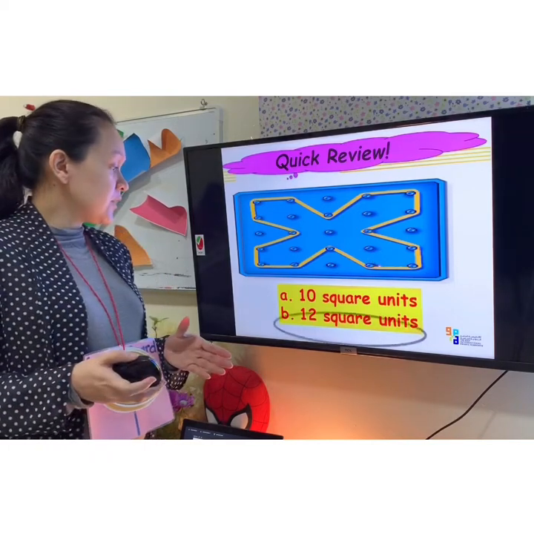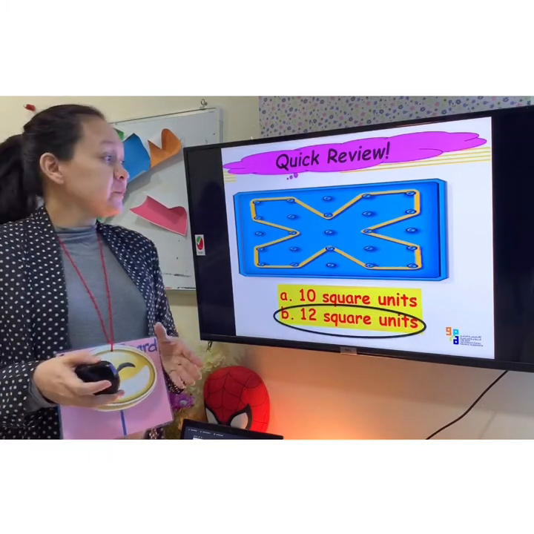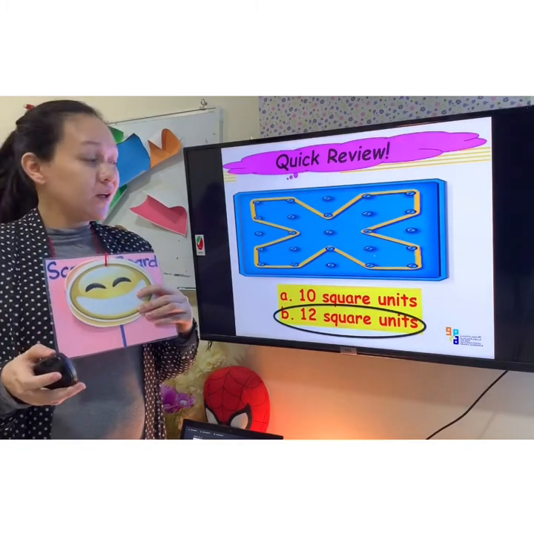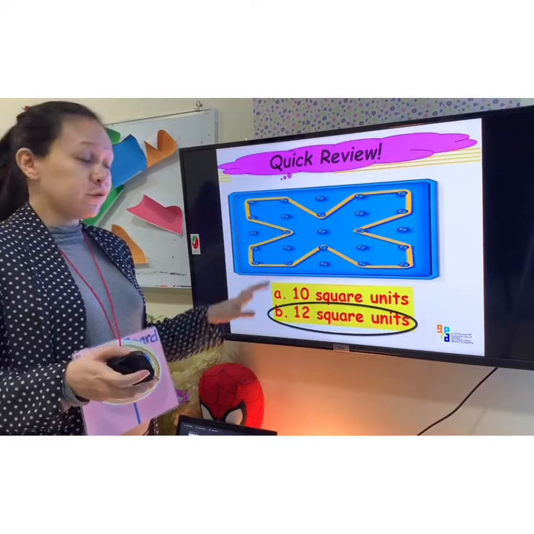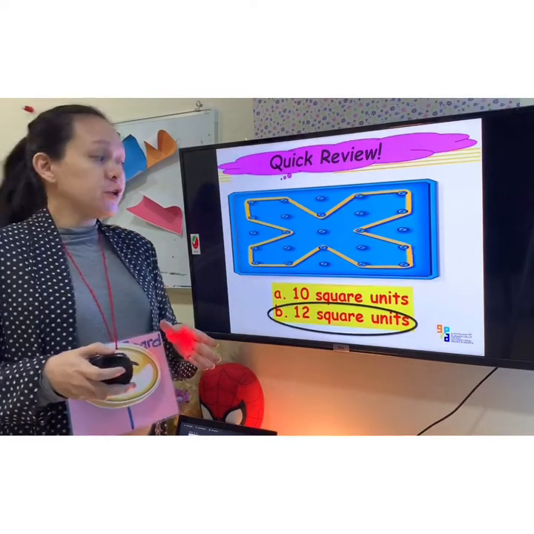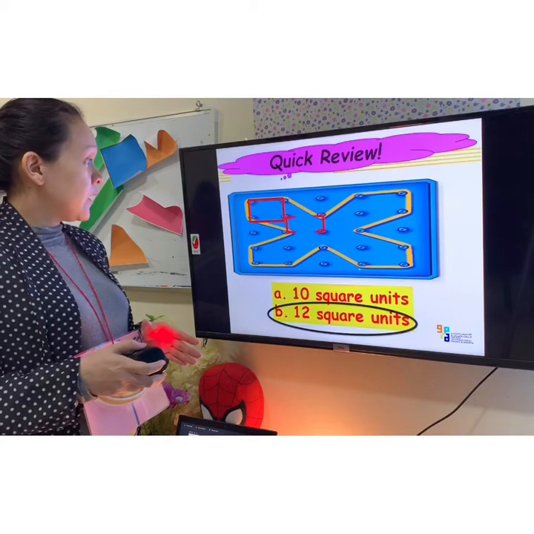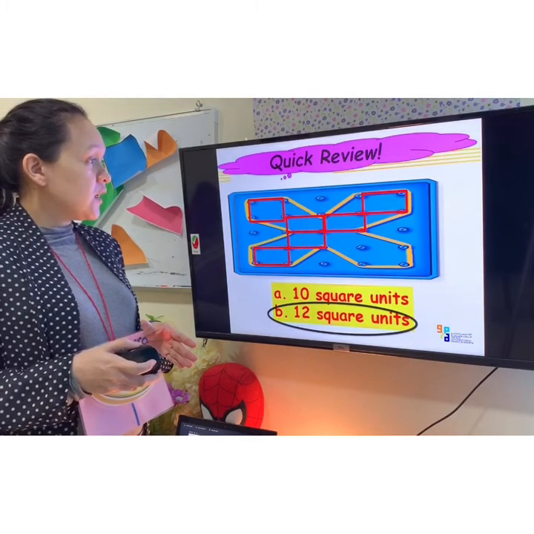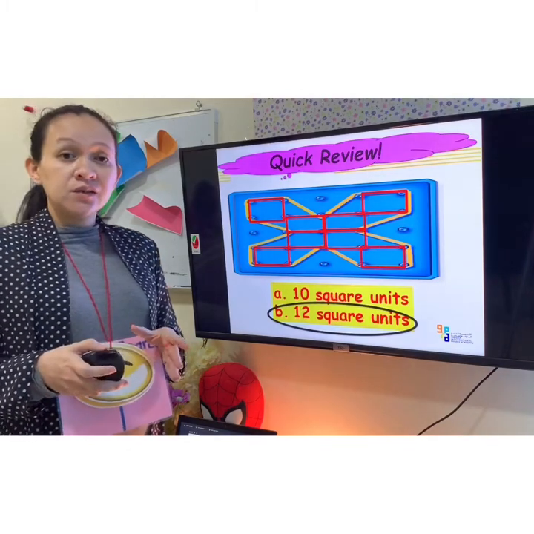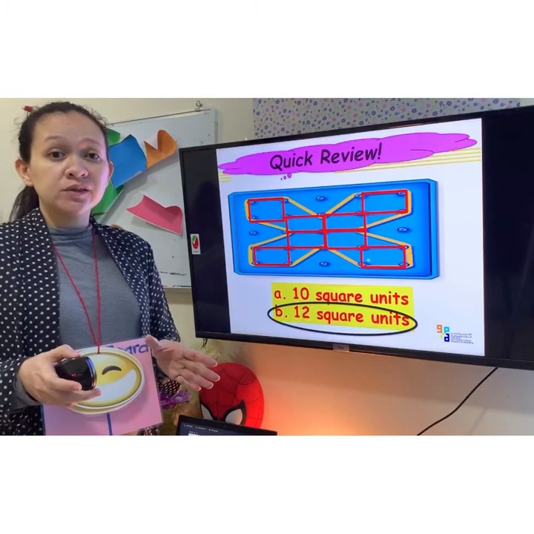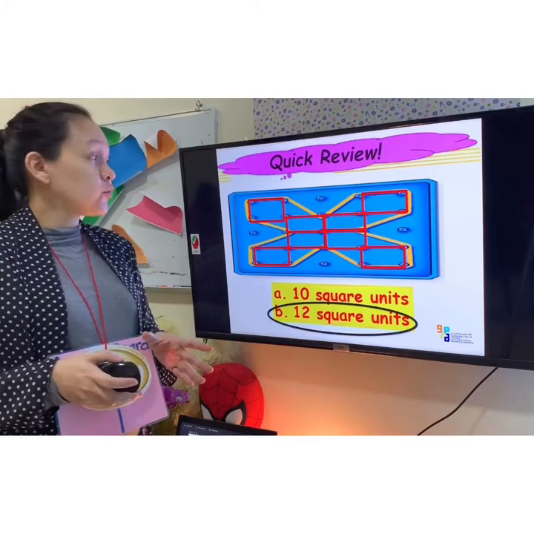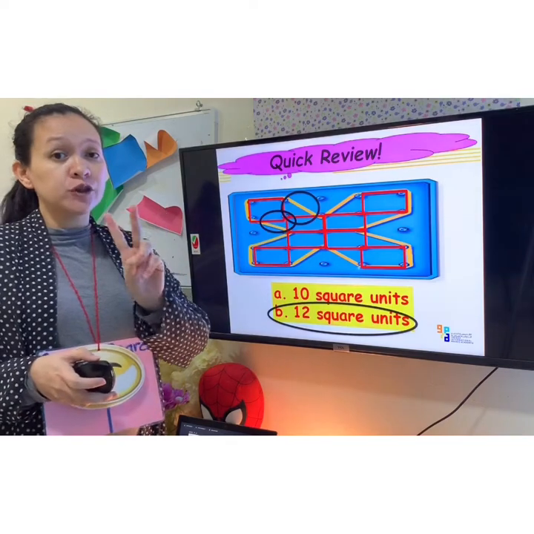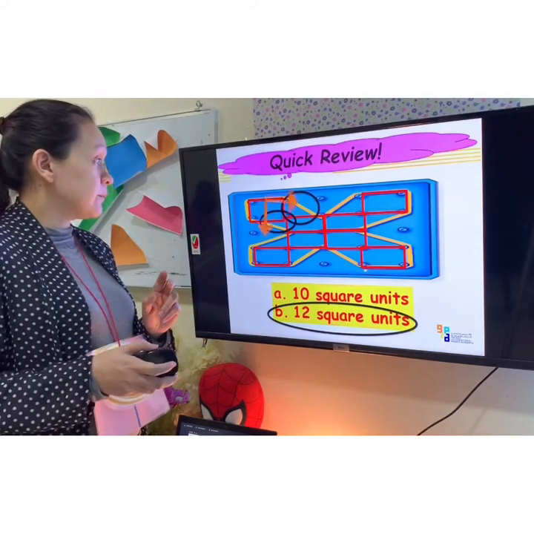The answer here is 12 square units. Now, I will give you a smiley face because I think you got the correct answer. So again, the area of this figure is 12 square units. Now let's count. 1, 2, 3, 4, 5, 6, 7, 8. So we count the whole squares. Now let's move to the half squares. Now here, 1 and 2. Remember, 2 halves, or 2/2, is equivalent to 1.